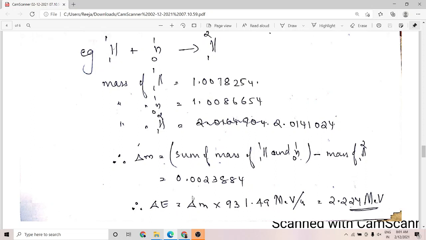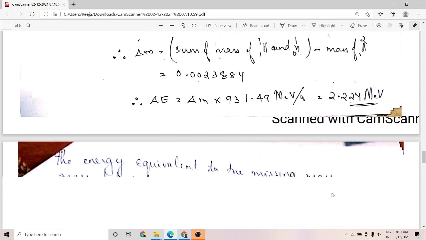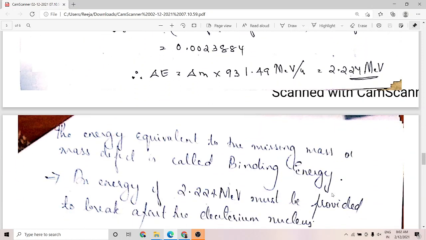So, the energy corresponding to this mass, delta M, is given by delta E equals delta M into 931.49, which is 2.224 MeV. The energy equivalent to this mass defect, or the energy equivalent to the missing mass, is called binding energy. That is, the energy corresponding to the missing mass is used to hold the nucleons together in the nucleus. That means an energy of 2.224 MeV is required to break apart the deuterium nucleus.